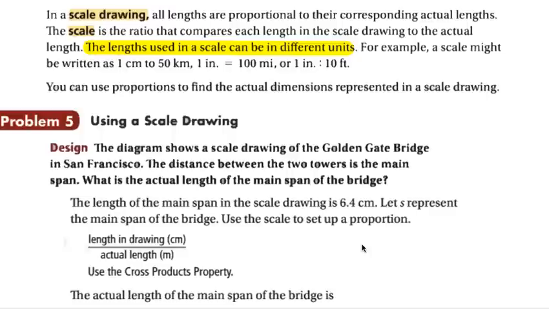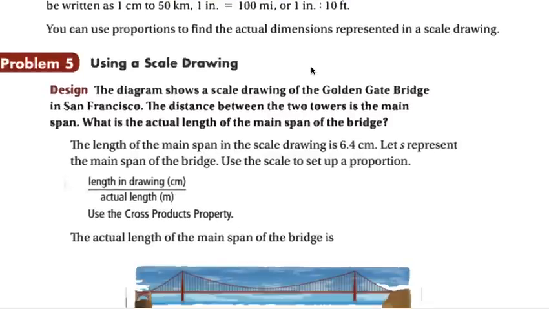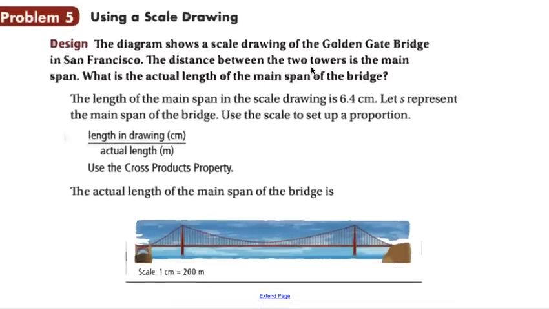In a scale drawing, all the lengths are proportional to their corresponding actual lengths. The scale is the ratio that compares each of the lengths in the scale drawing to the actual length. You're very familiar with scales if you've ever looked at a map, and those are often different units. So your scale might say something like 1 centimeter is 50 kilometers, or an inch is 100 miles, or whatever. The point is that those are probably going to be different units, and we can use proportions to find what our actual dimensions would be from a scale drawing.